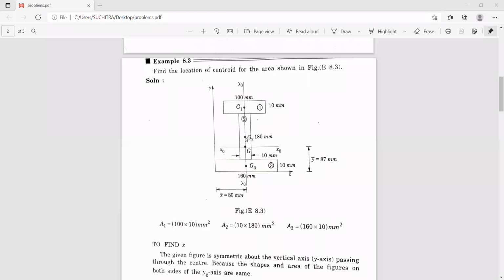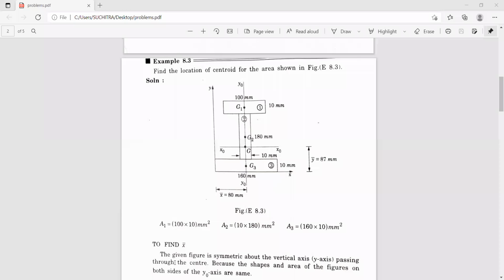Next y2. y2 is from this point to the x-axis. So y2 is 10 plus half of this height. This is 180 millimeters, half of which is 90 millimeters. So 90 plus 10, y2 is 100 millimeters. Next, y3 is from this point to the center of this figure. This height is 10 millimeters, so from this point to the center of this figure, it is 10 by 2, which is 5 millimeters. So y1 is 195 millimeters, y2 is 100 millimeters, and y3 is 5 millimeters.